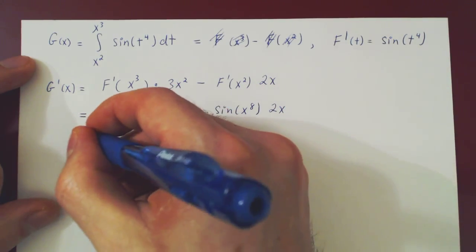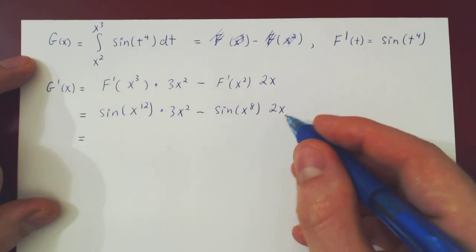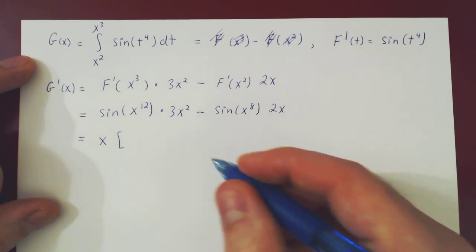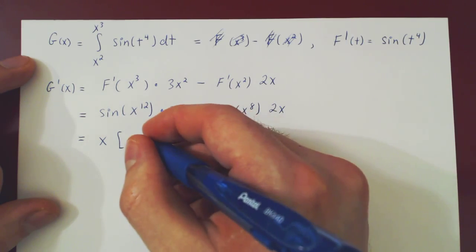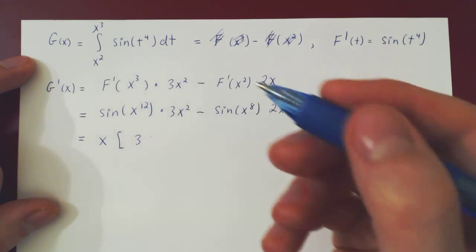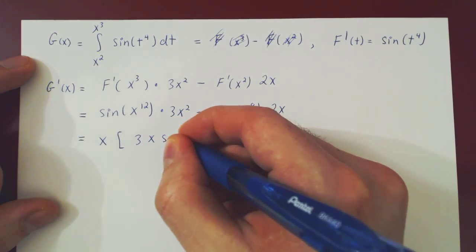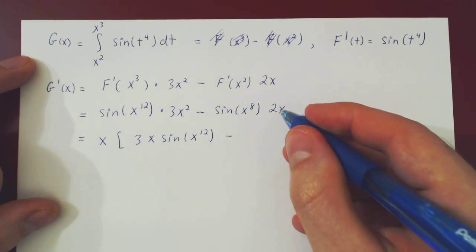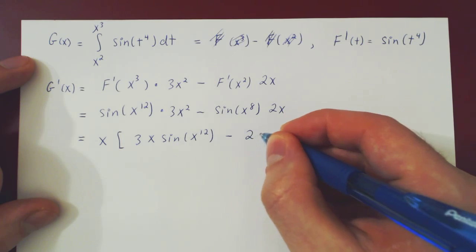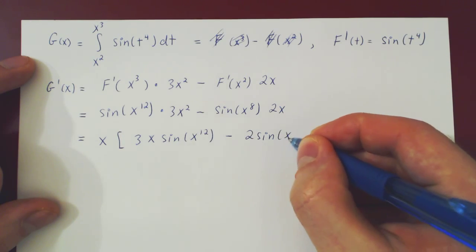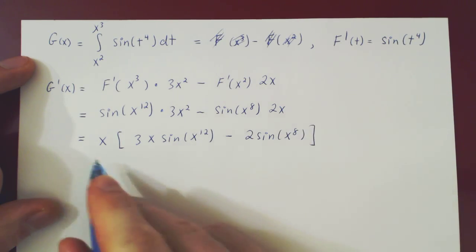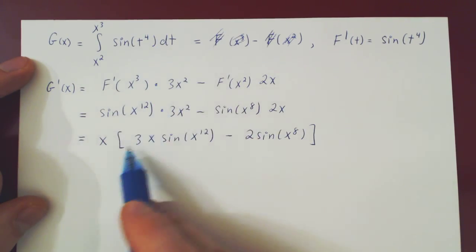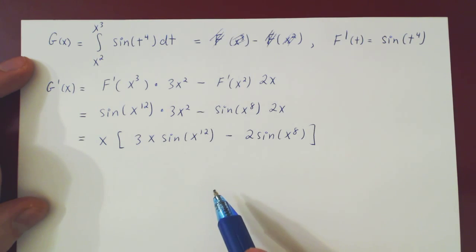If you want in the end, not much of a simplification, but you can factor in x, the only common term between the two terms, and you're left with 3x sine of x to the 12, sorry, minus 2 sine of x to the 8. And there you have it. So as a function of x, the derivative of this function is this function.